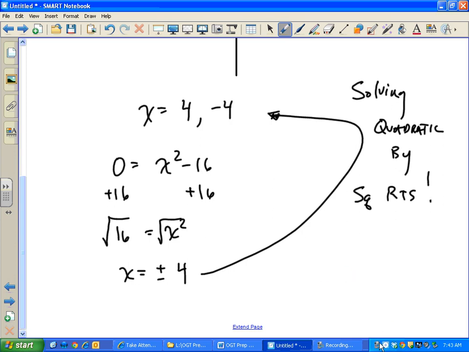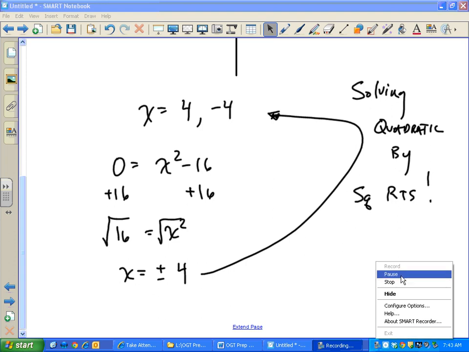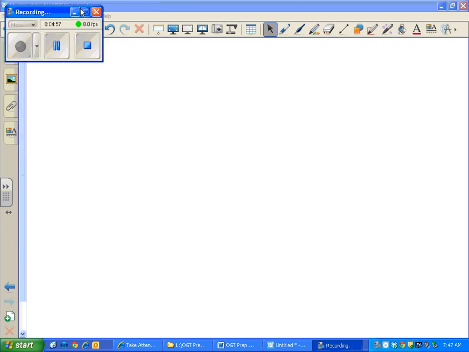Rylan, go ahead, buddy. Where did I get the positive and negative from? Well, when you square something, it automatically becomes positive, correct? If it's positive, it would stay positive. If it's negative, it becomes positive, correct? So positive 4 squared would be 16, and that would work. And negative 4 squared is what? 16, so that would work as well.